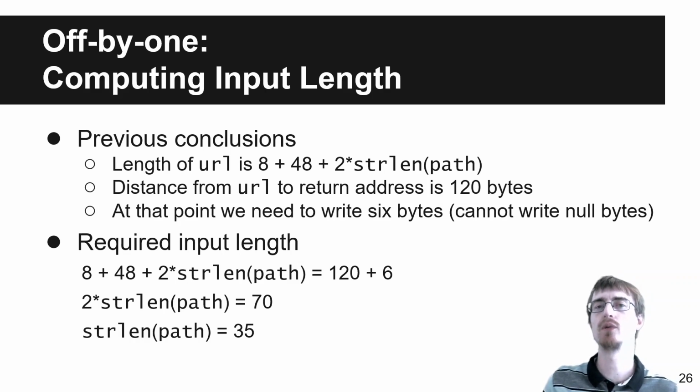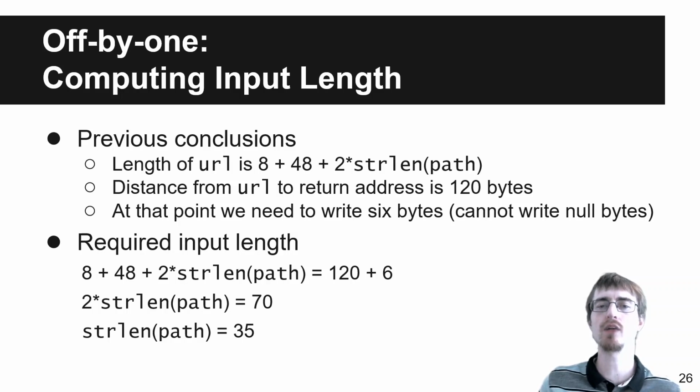Now we can compute the input length. We now know that we need to write 6 bytes to the return address, which are the actual bytes of the pointer. The other 2 bytes we should not write, because we cannot write null bytes. Only 1 null byte will be added at the end. However, since there's already a valid pointer in the return address, we don't need to write the null bytes. So we only write the 6 bytes that actually matter, and the null bytes are already there.